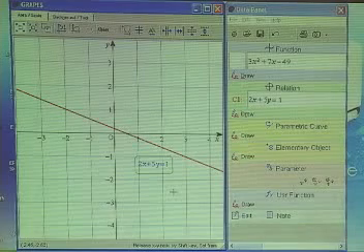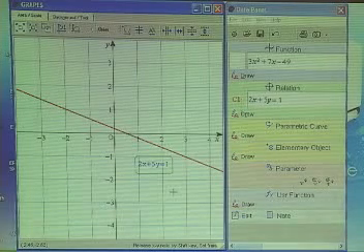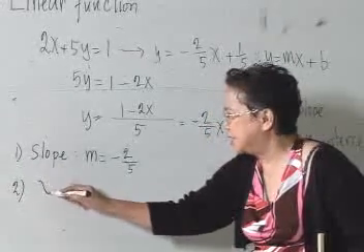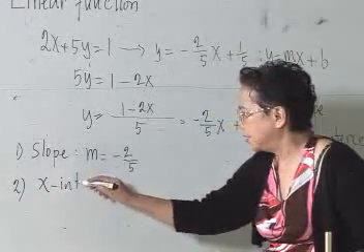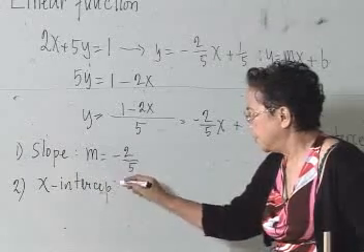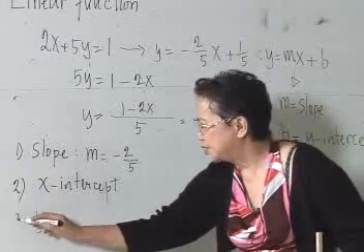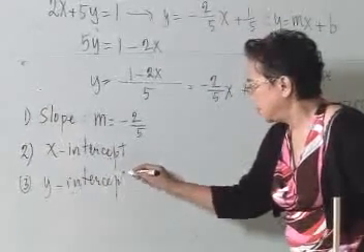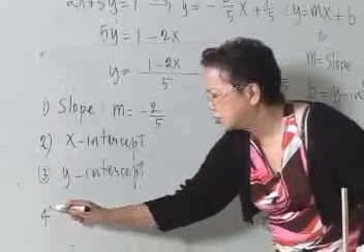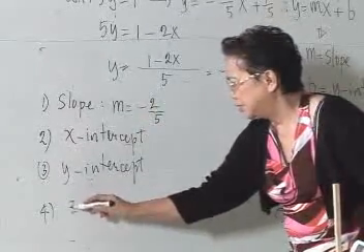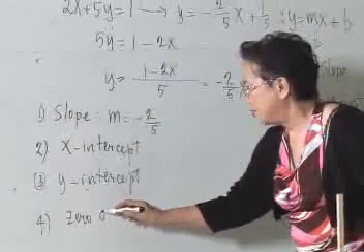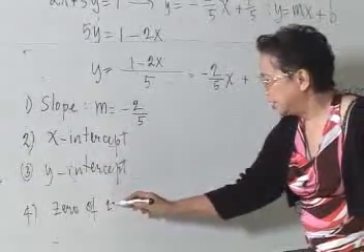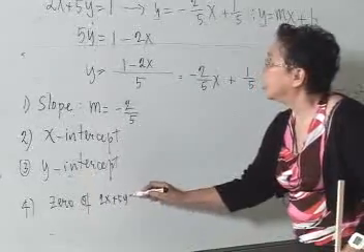Well, just like the parabola, we are also interested in looking for its x-intercept, y-intercept, and its zeros. It has only one zero, no? So we could say the zero of the line 2x plus 5y equals 1.